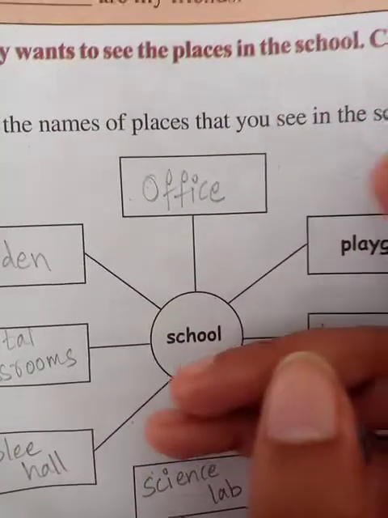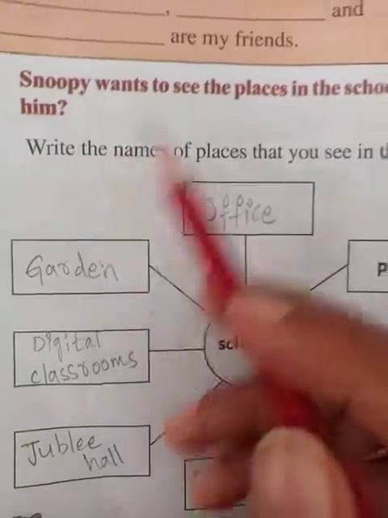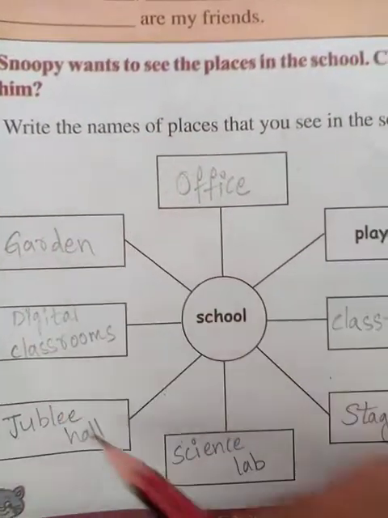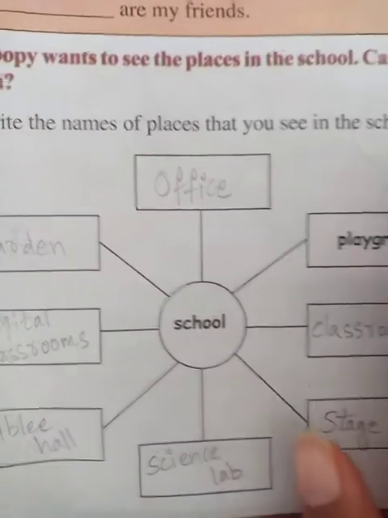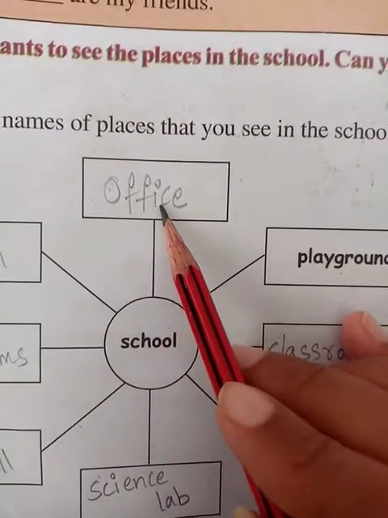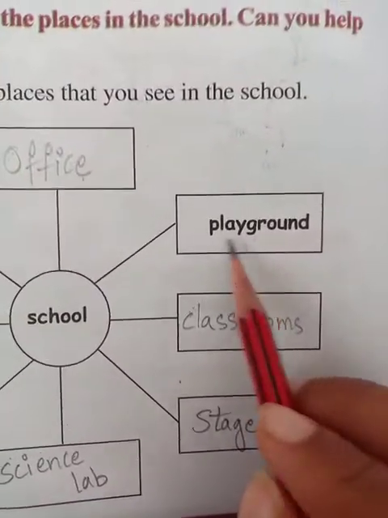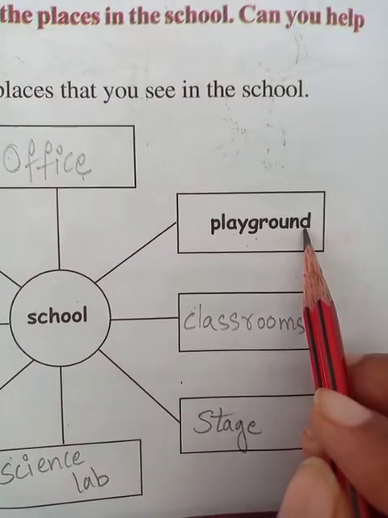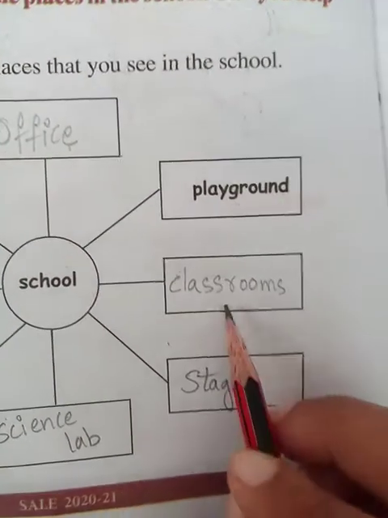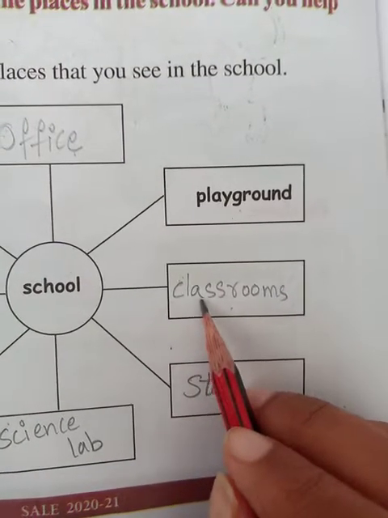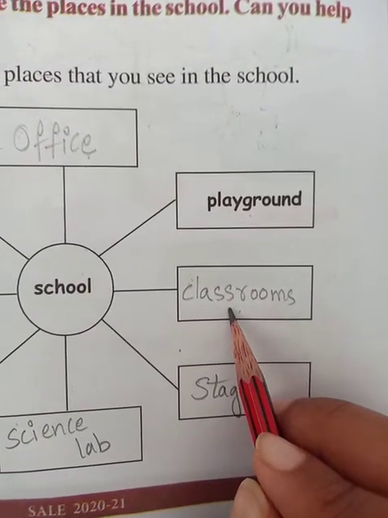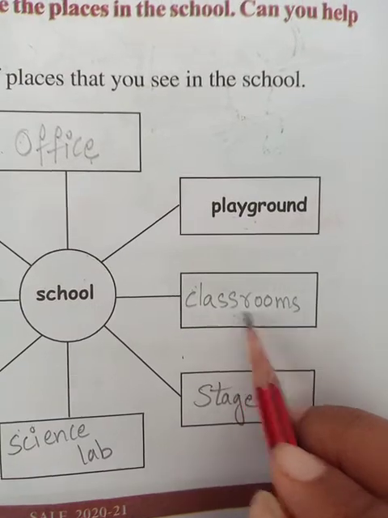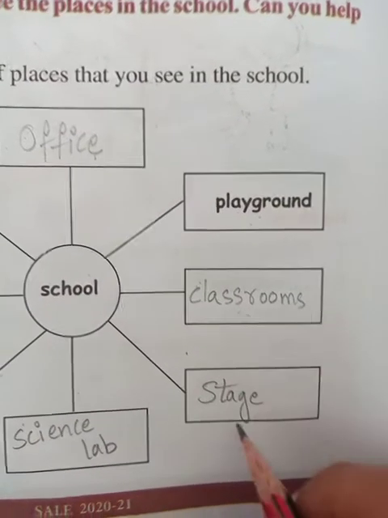Snoopy wants to see places in the school. Can you help him? So here we have a few places in the school. We wrote them, right? Office, O-F-F-I-C-E. Playground, P-L-A-Y, Play, G-R-O-U-N-D, Ground. Classrooms, C-L-A-S-S, Class, R-O-O-M-S, Rooms.